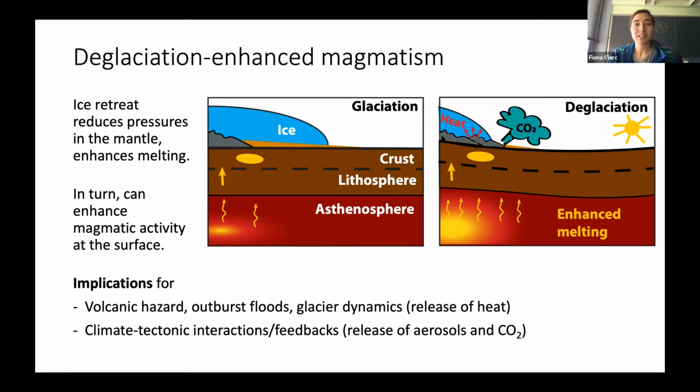And then increased explosive volcanism can release aerosols into the atmosphere, which can influence the Earth's climate. And finally, enhanced mantle melting can extract additional CO2 from the mantle, which if released to the surface can also contribute to these positive feedbacks between climate warming and deglaciation.